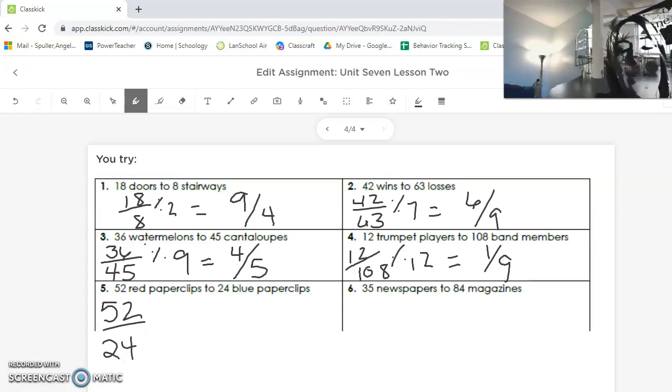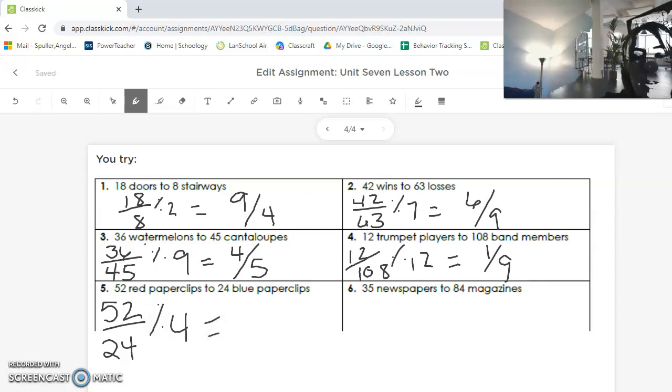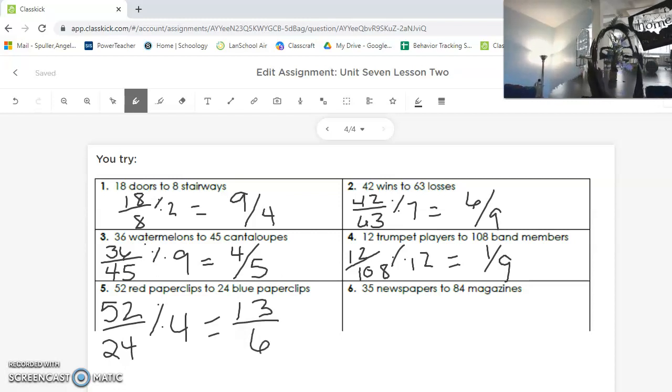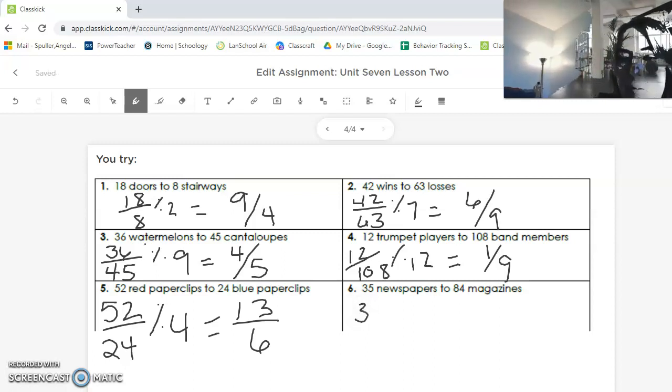Okay, I can do them, let's see. I gotta think this one through. I don't know this one off the top of my head. Can't do it by that. How about 4? Yeah, I could do it by 4. Let's do it by 4s. That would be 13 over 6. Because 52 divided by 4 is 13. 24 divided by 4 is 6. Okay, 35 and 84.